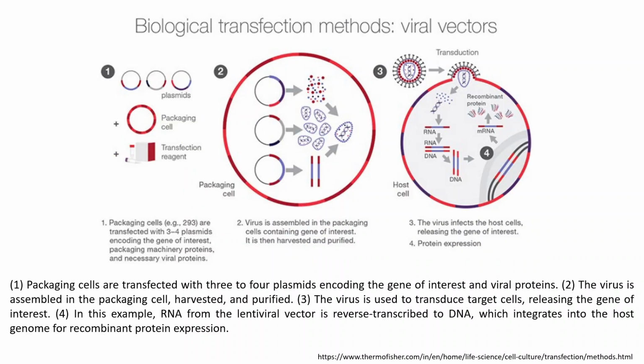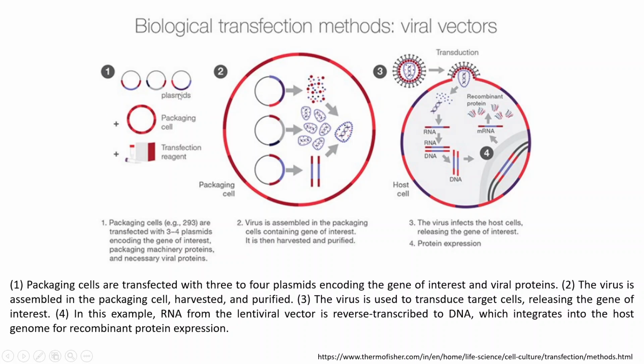And finally, of course, there are the biological transfection methods or viral vectors, where the actual technique is called transduction with your viruses. So typically, what do you do? You start with some plasmids. These are your plasmids of interest, which will contain your gene of interest as well as some packaging components. In this case, they've shown a packaging cell, which means a cell that already has the packaging components integrated in its genome. You can also have packaging plasmids.